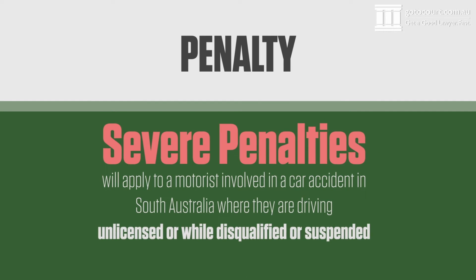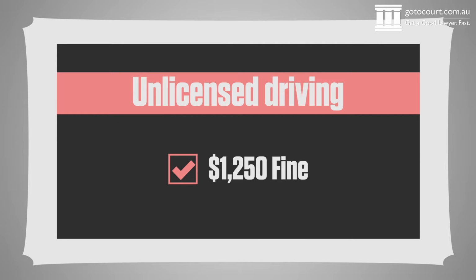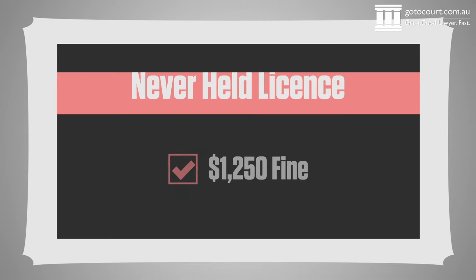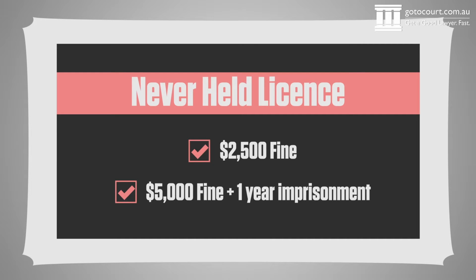Severe penalties will apply to a motorist involved in a car accident in South Australia, where they are driving without a licence or while disqualified or suspended from driving. The penalties vary depending upon the charge. For unlicensed driving, you can be fined approximately $1,250. If you have never held a license, you can be fined approximately $2,500 the first time you drive unlicensed. If you are caught a second or subsequent time, you can be fined $5,000 and sentenced to 1 year imprisonment.